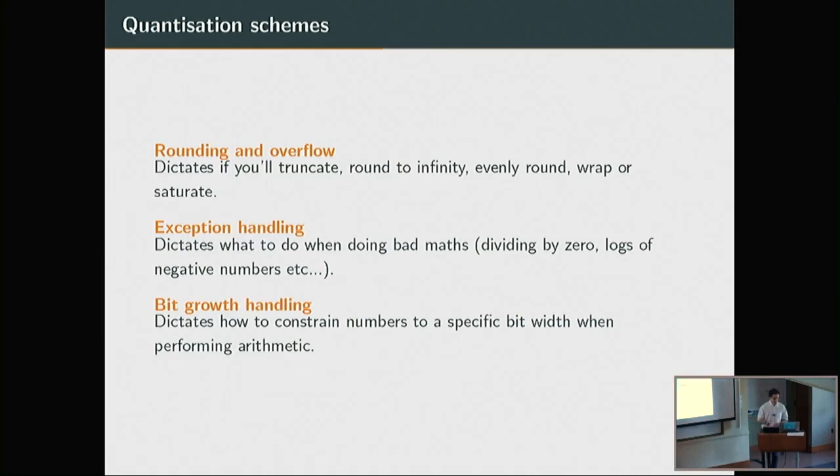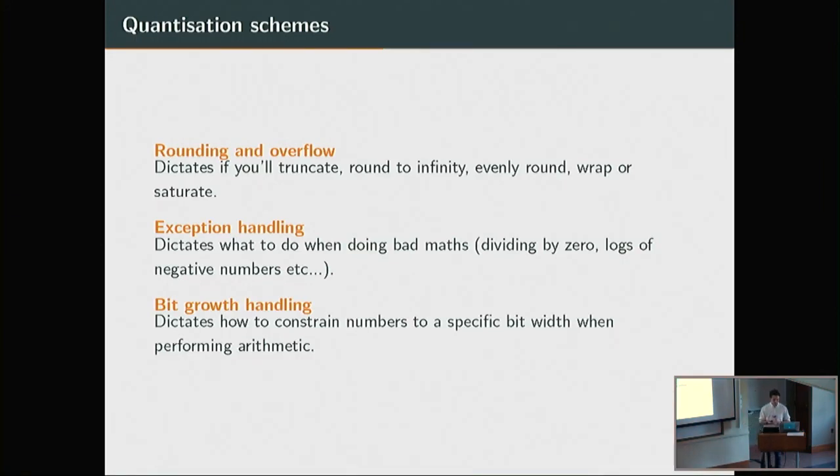The other issue, once you've settled on a number system, as with CASPER, say fixed point, is what do you do? How do you treat rounding and overflow? What do you do for arithmetic? How do you round with overflow? If you've reached the end of your dynamic range, do you wrap the numbers or do you saturate them? What do you do with exceptions?